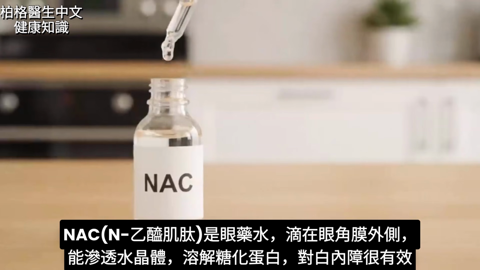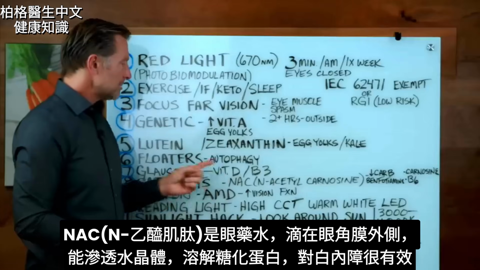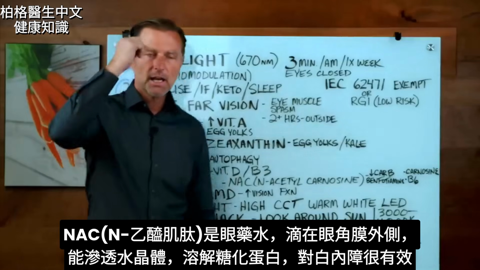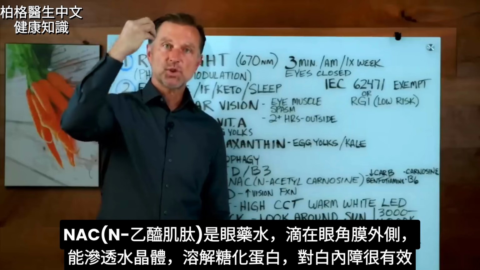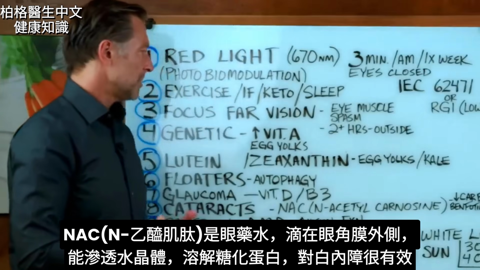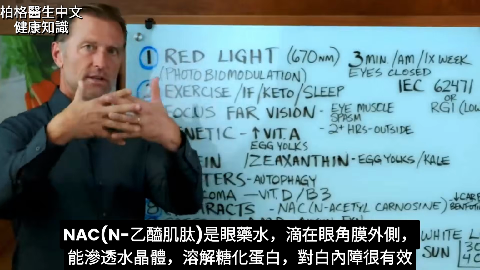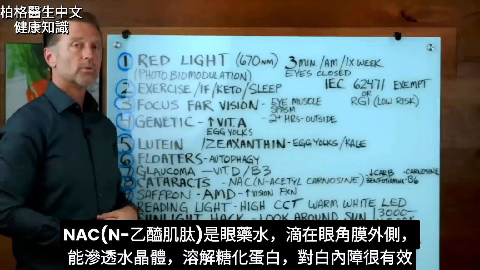NAC as a natural remedy. It stands for N-acetylcarnosine. This comes in drops, and you put it on the outside of your eye, the cornea. It gets absorbed. It goes right into the lens, and it breaks up and dissolves those little glycated proteins. So it's super effective at reversing cataracts.